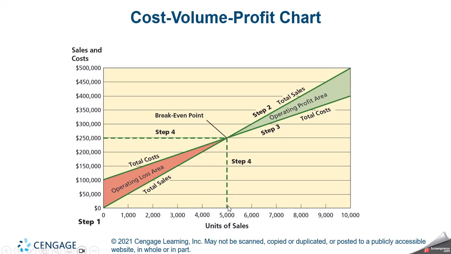So again, those are the units of sales or the sales dollars where we're covering our variable direct costs and our fixed costs. Then if we keep going beyond that, our sales are going to be above our costs and we're actually going to make money. So anything over that break-even point, you start to enter into the profit.